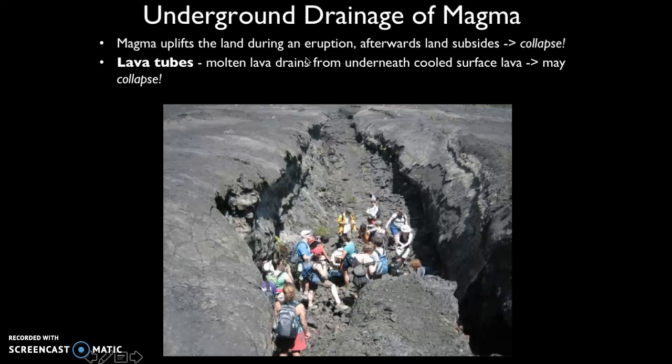Another way in which you can get subsidence is from the underground draining of magma, by basically collapsing the ground in which the magma used to run underneath. I think we went over lava tubes a little bit when we talked about basaltic magma in the volcanoes lecture. If you remember, the viscosity of basaltic eruptions is fairly low, so the flow is fairly high. So you can think of a lava tube as being formed.